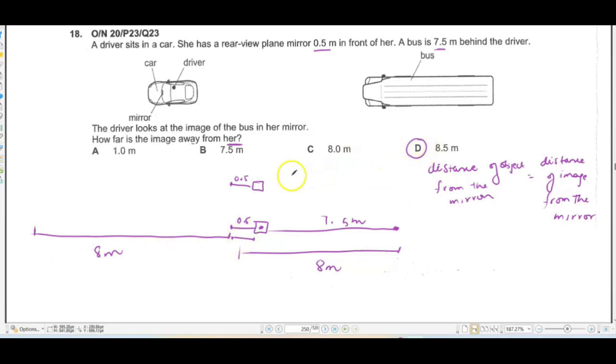If they had asked you what is the distance of the image from the mirror, that would be 8 meters, since the distance of the object from the mirror is the same as the distance of the image from the mirror. But she is 0.5 meters away from the mirror. And here is the mirror. ठीक है ना? तो if the mirror is here, तो the distance is 8 plus 0.5, 8.5. Okay?